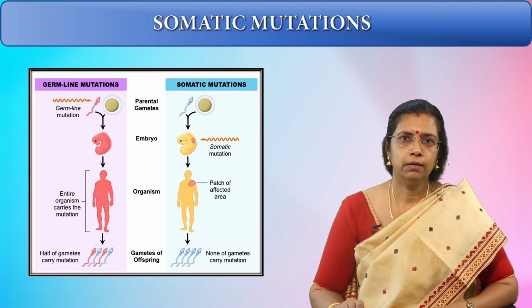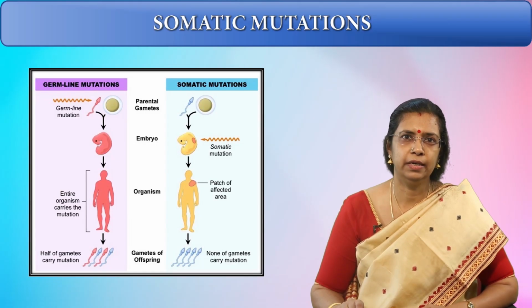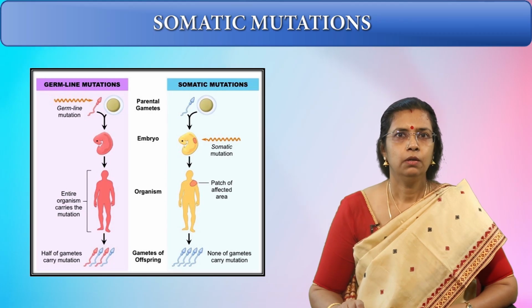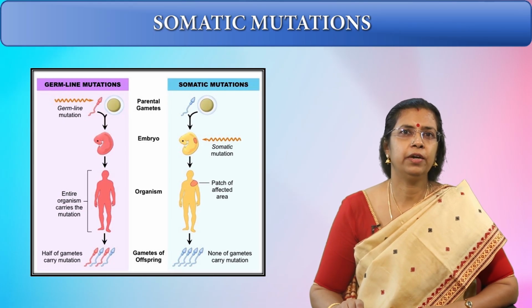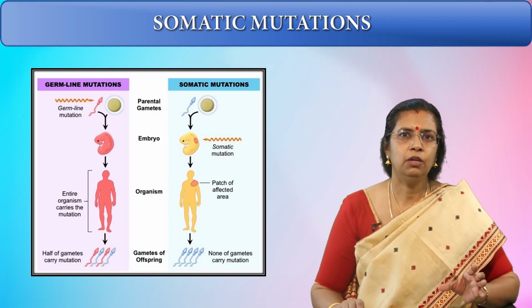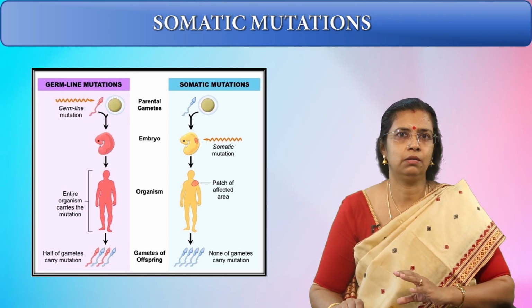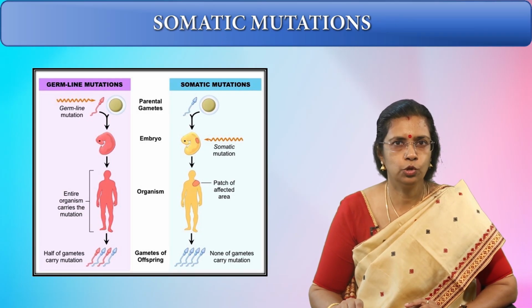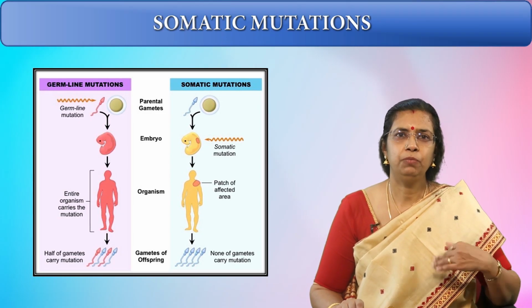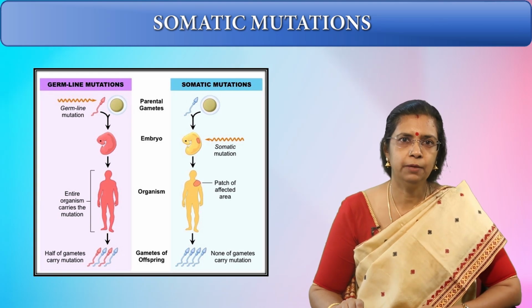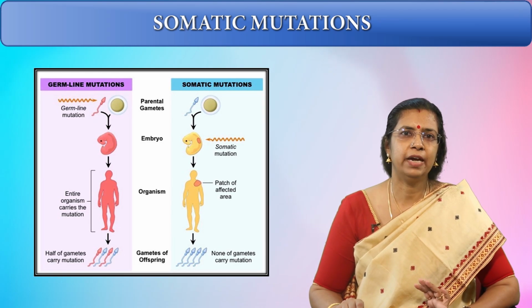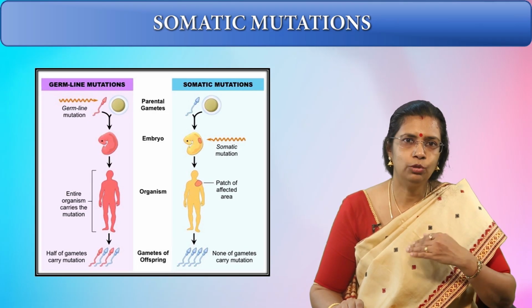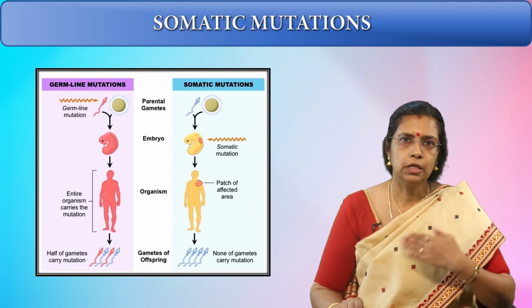Now these are clearly explained with the help of certain diagrams where there is a germline mutation and the somatic mutation. Now in the germline mutation, where you find the sperm and the egg, any damage or mutation which has occurred in the chromosomes, in the Y or the X chromosome of the parent, will come directly to the child, and the entire organism will carry this mutation, and then half of the gametes will also carry that mutation, which will be transferred to the next generation.